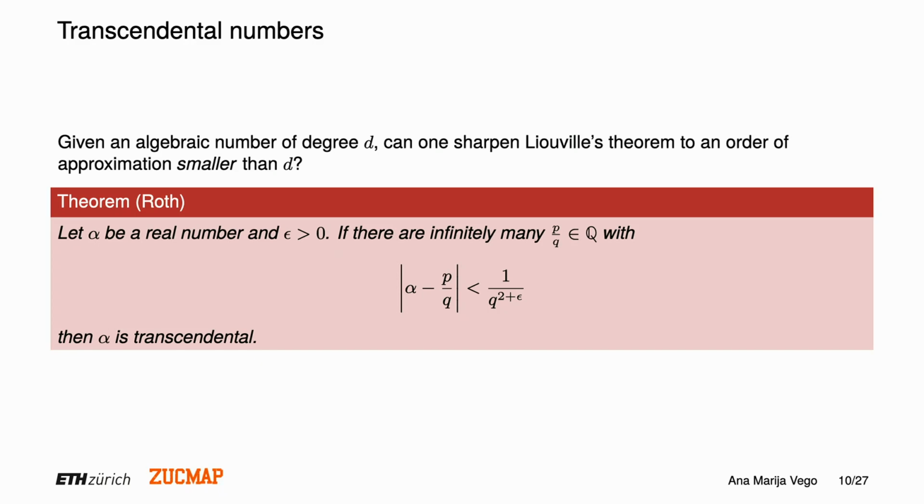Okay. So what does this theorem tell us? It tells us that we cannot do better than the bound 2 on the right-hand side. We cannot improve the exponent 2 on the bound. But what we could do is improve this constant 1 that we have on the right side.